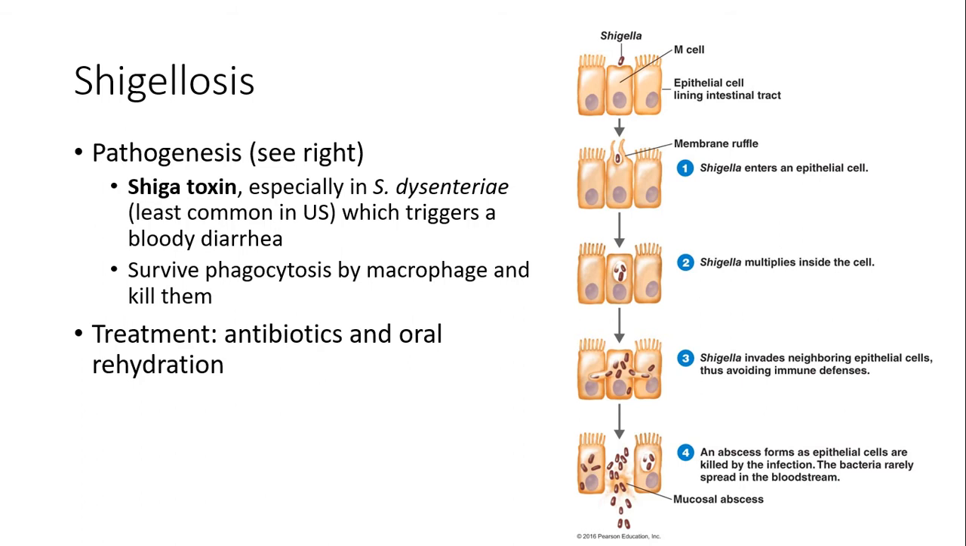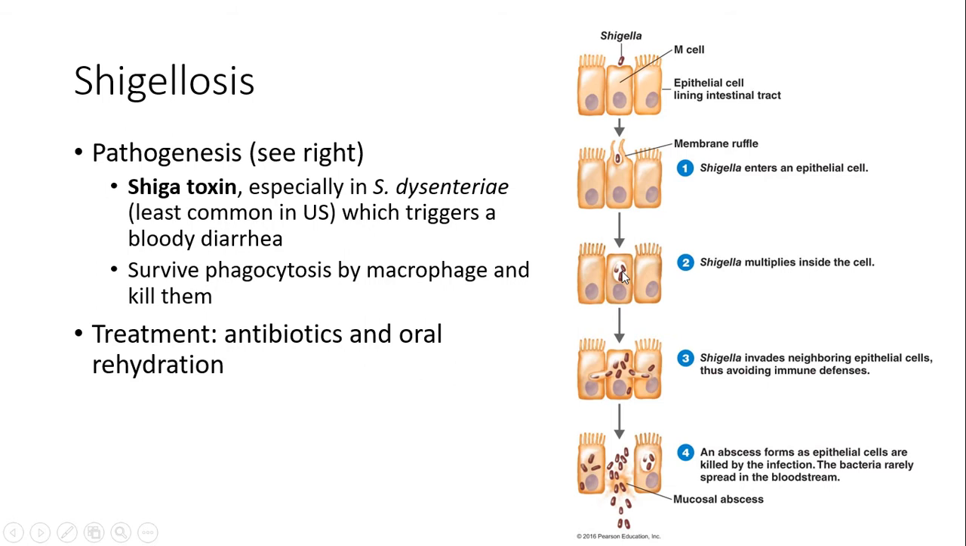Let's talk a little bit about its pathogenesis. So here's what that M cell looks like that we were talking about earlier. You'll have these ciliated epithelial cells, and then every so often you'll have this M cell that doesn't necessarily have the cilia, but it's there to sort of monitor things. And so Shigella will come in, it'll trigger that membrane ruffling that we saw earlier for Salmonella, and then it will be taken in by the M cell.